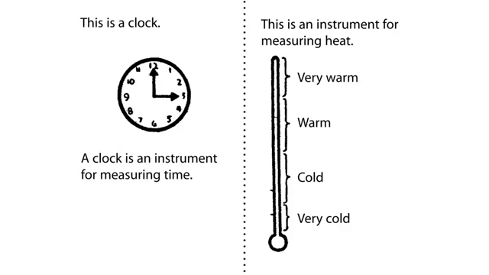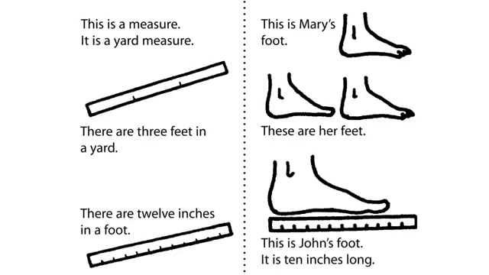This is a clock. A clock is an instrument for measuring time. This is an instrument for measuring heat. Very warm, warm, cold, very cold. This is a measure. It is a yard measure. There are 3 feet in a yard. There are 12 inches in a foot. This is Mary's foot. These are her feet. This is John's foot. It is 10 inches long.